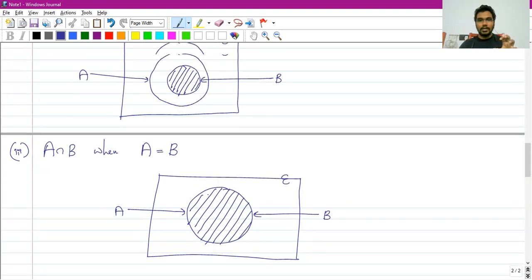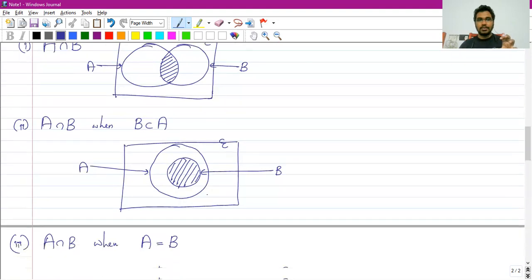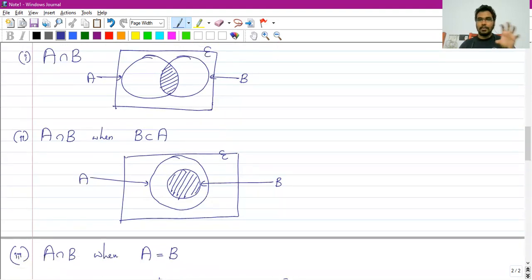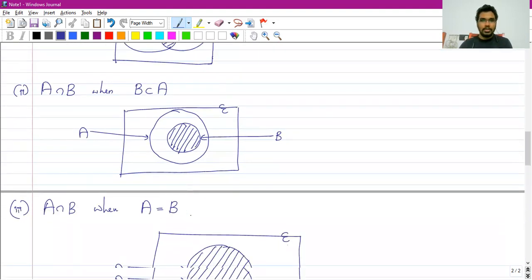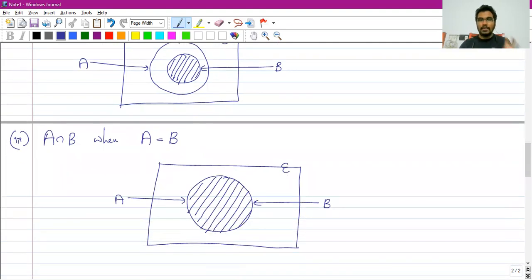So we have learned about three instances, and also we have denoted them on the Venn diagrams. So I think you can understand it well. If you have any question, you can ask me on WhatsApp.